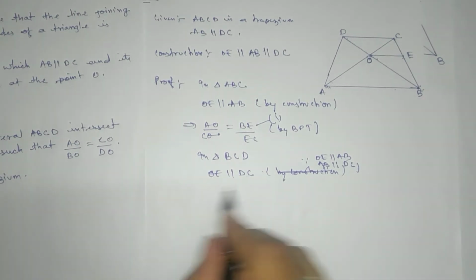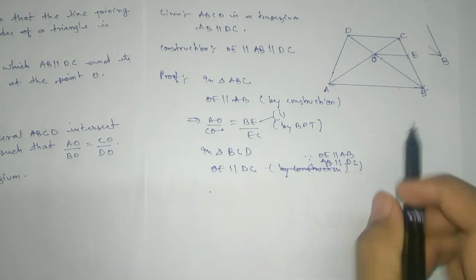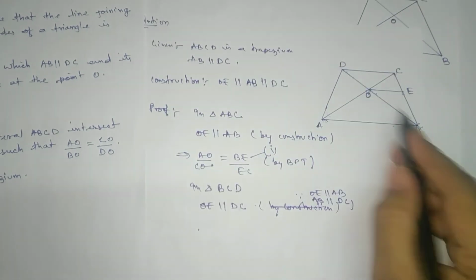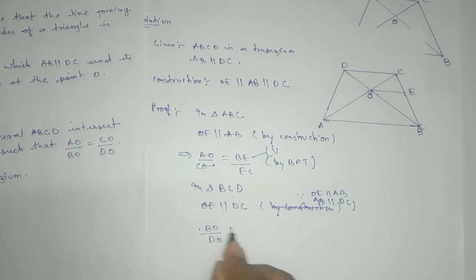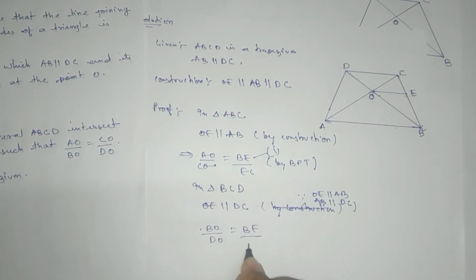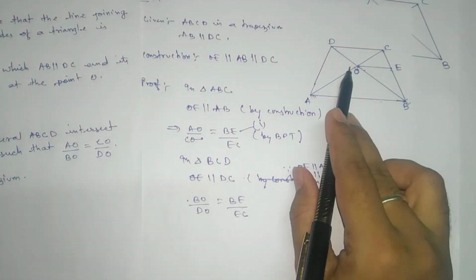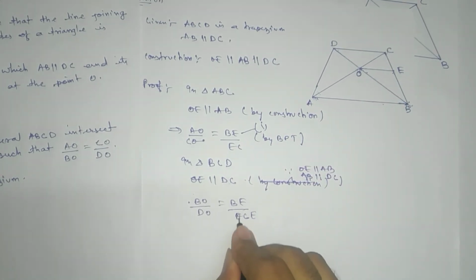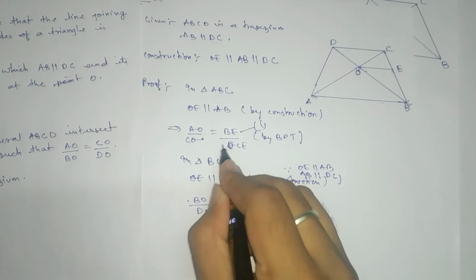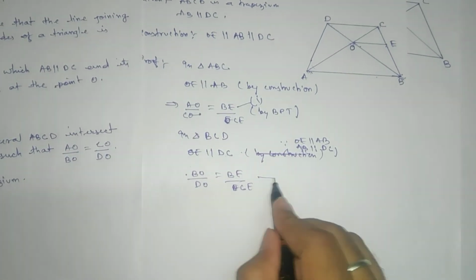So here, this implies that BO by DO equals to BE by CE. As we have taken here BO by DO, we should write here BE by CE. So let's say right here CE. Here also we'll write CE, no problem. We'll take the same order. It's important to take the order. So this is your number 2.